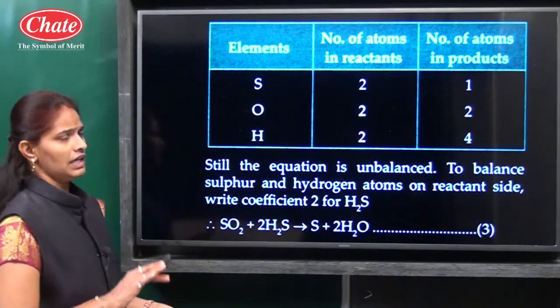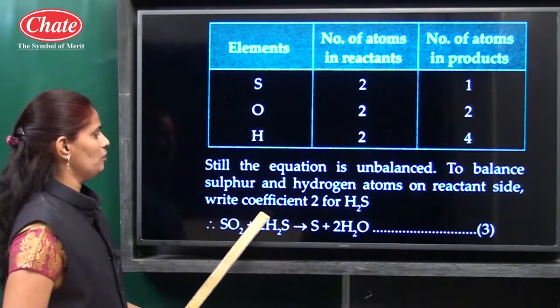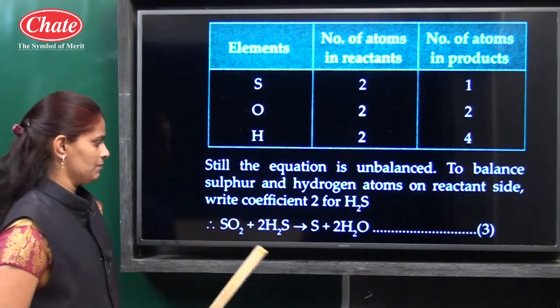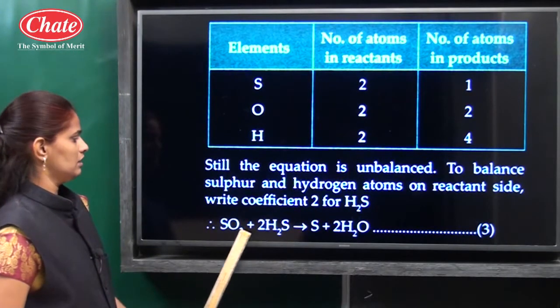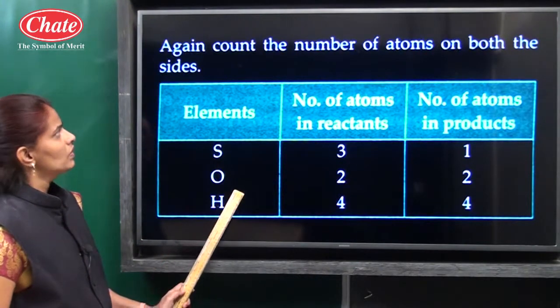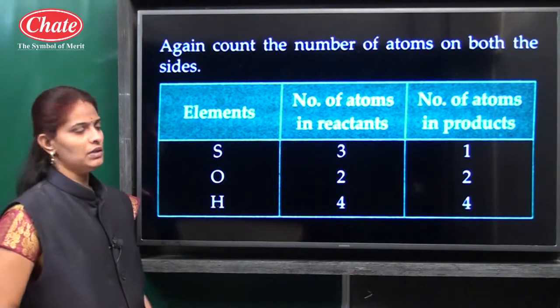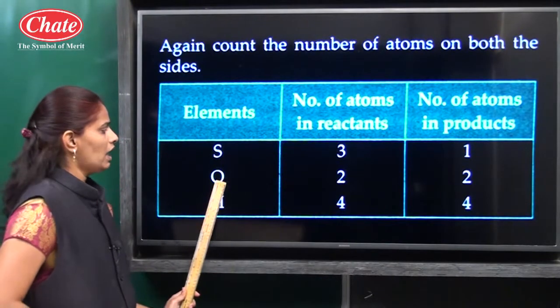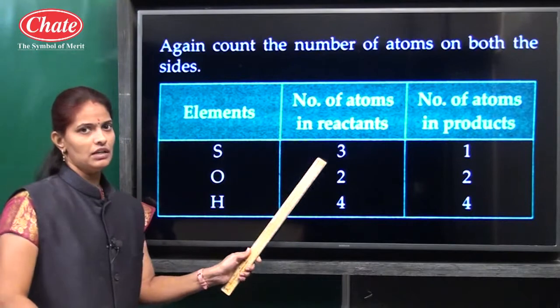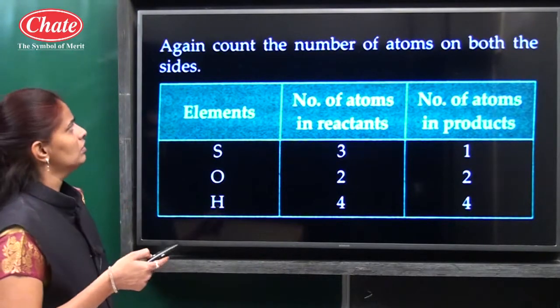So that is why it is again an unbalanced reaction, and you have to balance it again by using coefficient 2 for H2S. Okay, so the reaction is like this. So here again count the number of atoms. See here both hydrogen and oxygen atoms get balanced, but sulfur atoms are unbalanced.